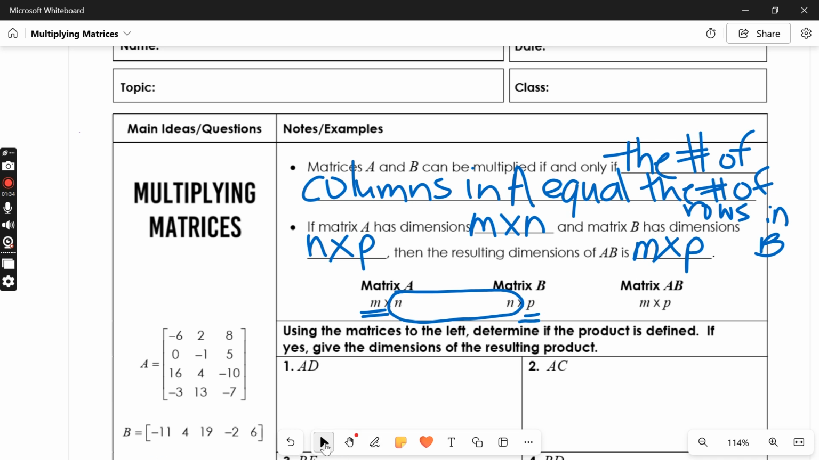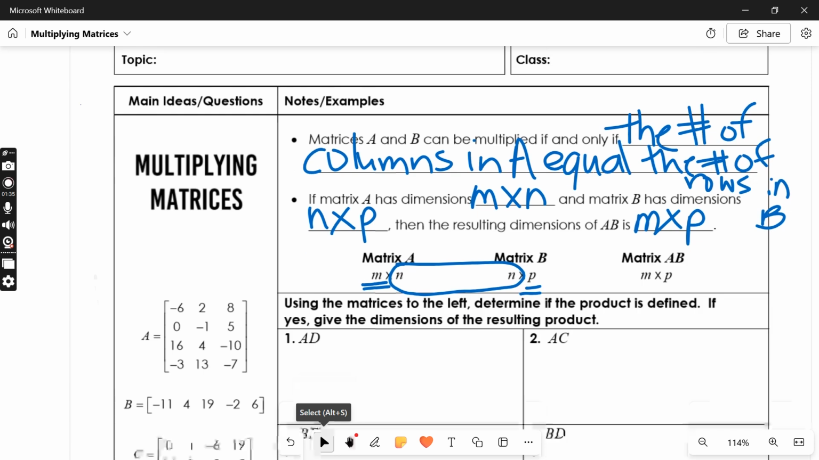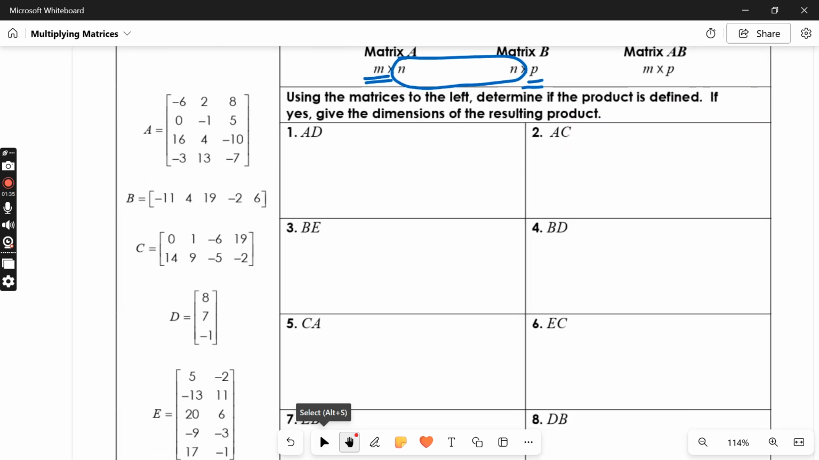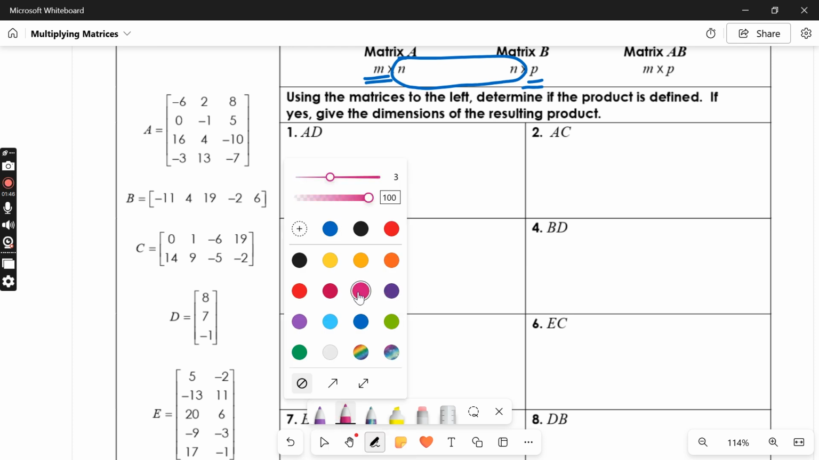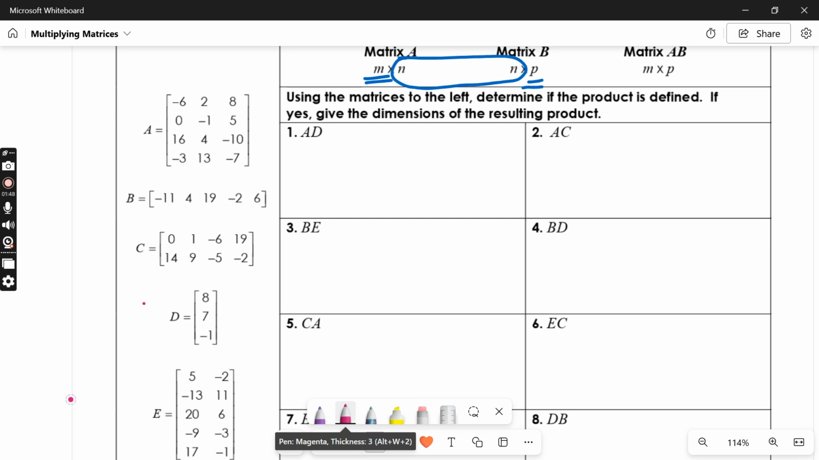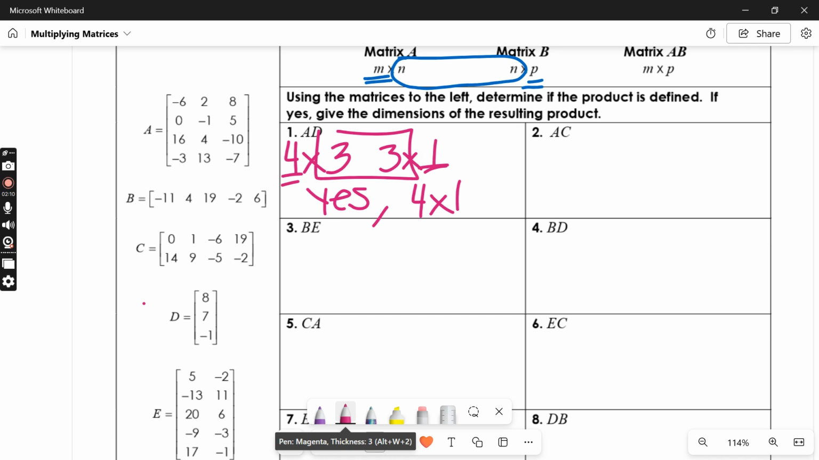Okay, so it says using the matrices to the left, determine if the product is defined. If yes, give the dimensions of the result. All right, so we're not actually multiplying them just yet. We are just seeing if it's defined. So A and D. A is 4 by 3, and D is 3 by 1. Notice these two match each other, so yes, it is defined, and our dimensions would be a 4 by 1, that first one and the last one.